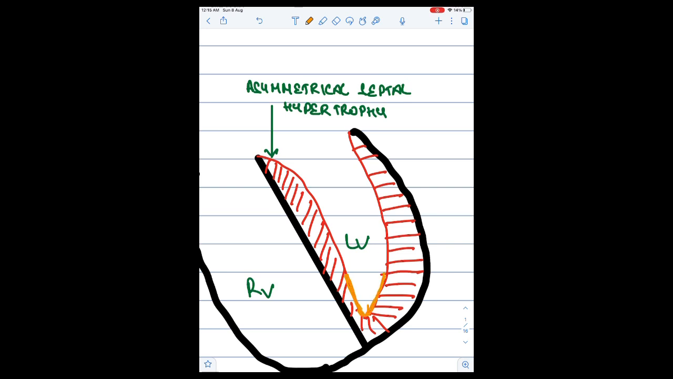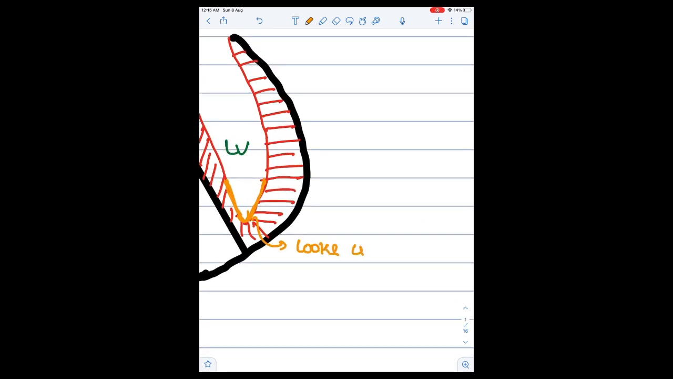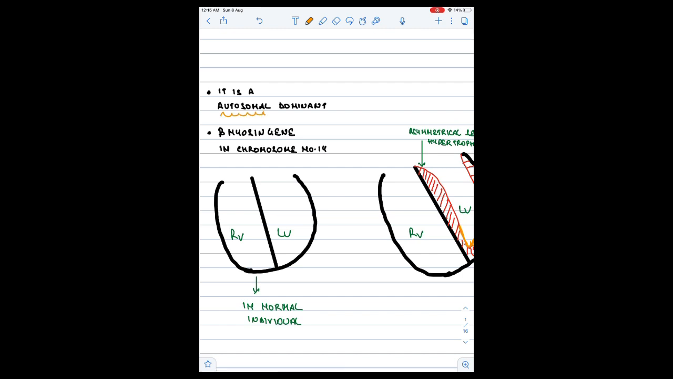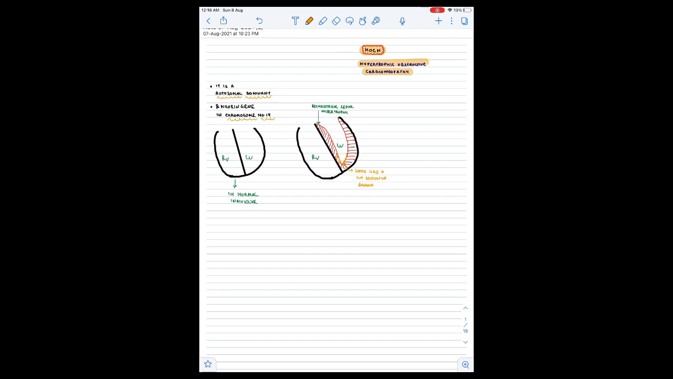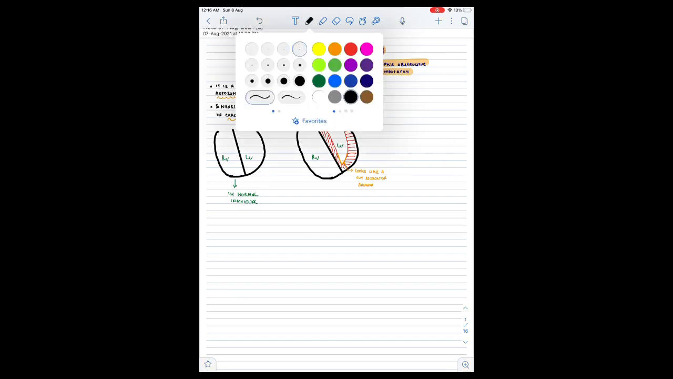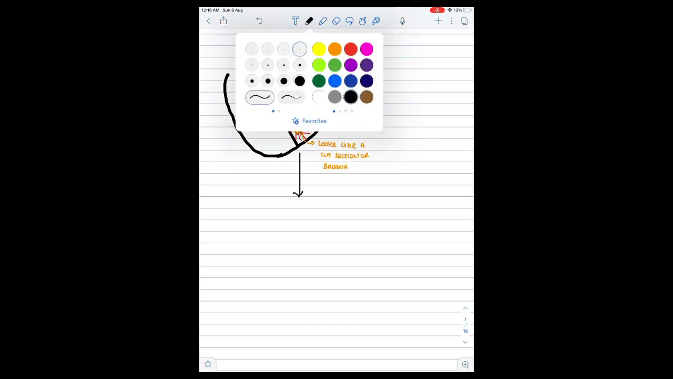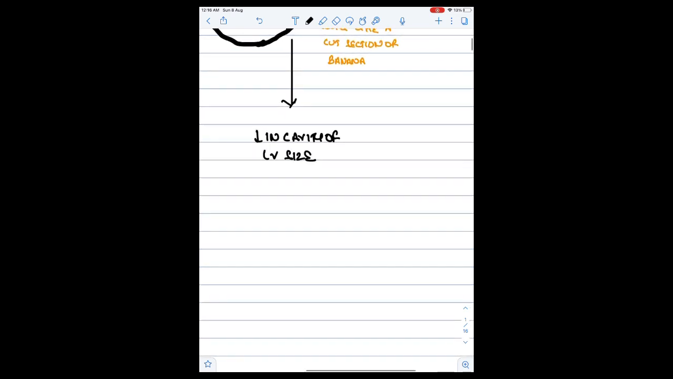When we take a cut section of the left ventricle, it appears like a banana. Because of the asymmetrical hypertrophy of the septum, there is a decrease in the cavity of the left ventricle.